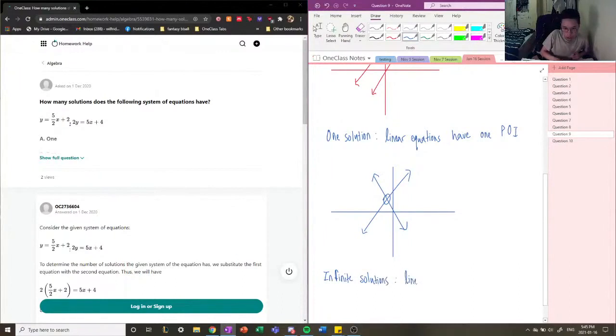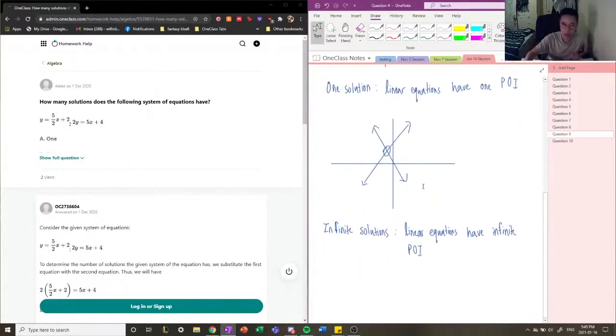Okay? Now, if there are infinite solutions, the linear equations have infinite points of intersection. Okay? Oh, this was supposed to be in green. Whoops. Okay.